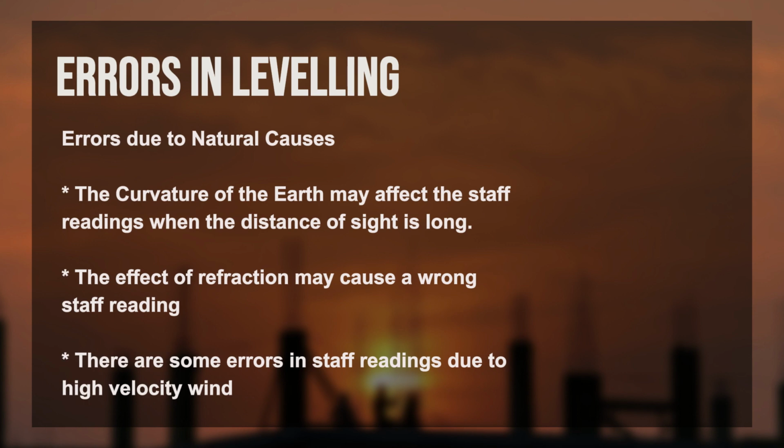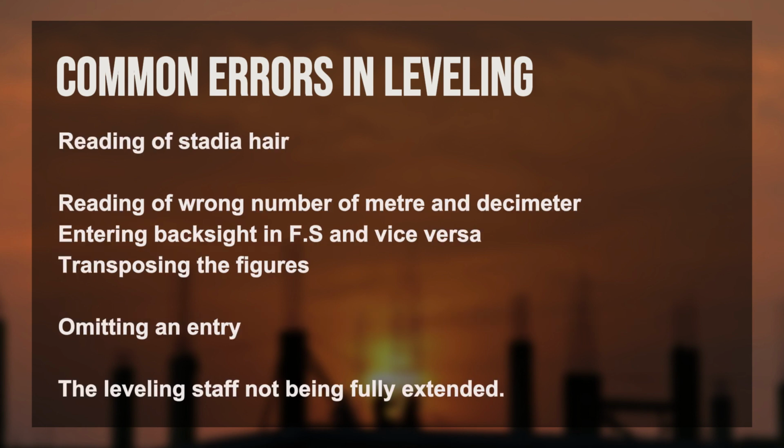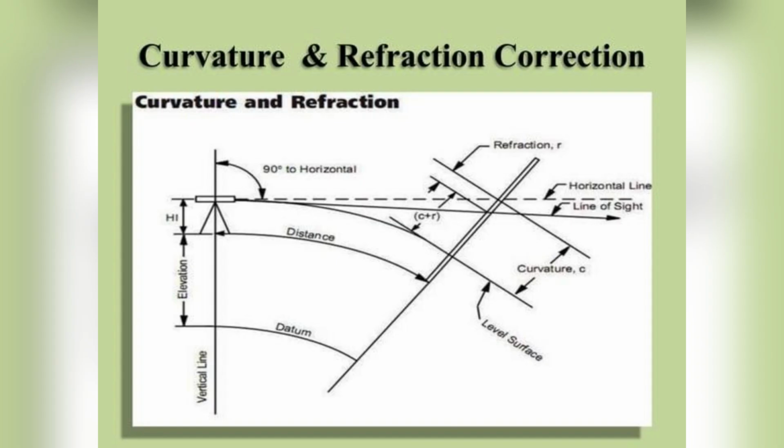There are some errors in the staff reading due to the high velocity of winds. These are the common errors in leveling. The foresight and backsight not being taken on the exactly same point, reading the staff upward instead of the downward, reading of stadia hair not taken properly, reading of wrong number of meters or the decimeters, entering the backsight in foresight or vice versa, the transposing the figures and omitting any entry, the leveling staff not fully extended. The figure depicts the curvature and the refraction corrections.